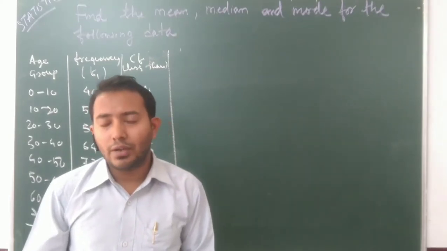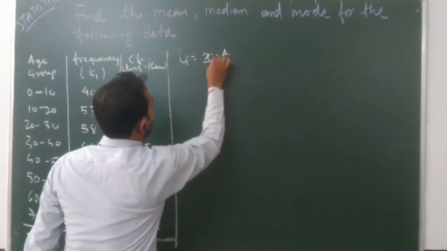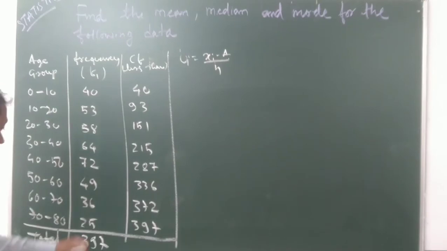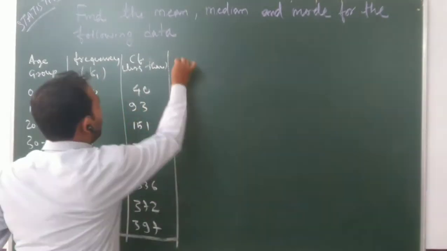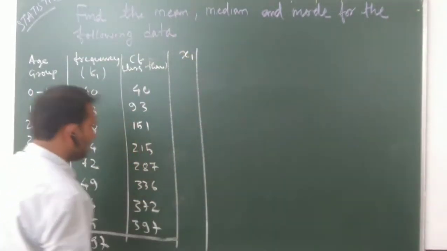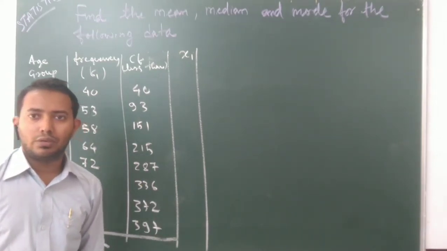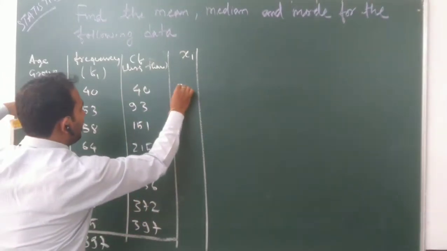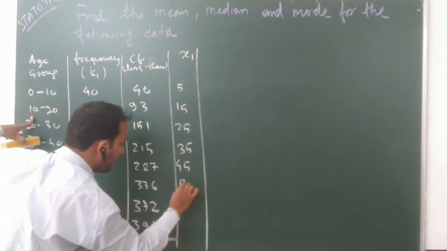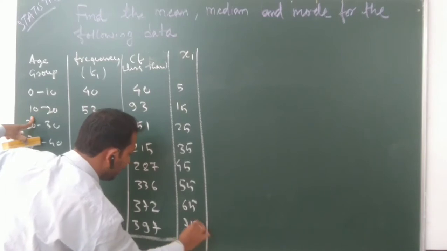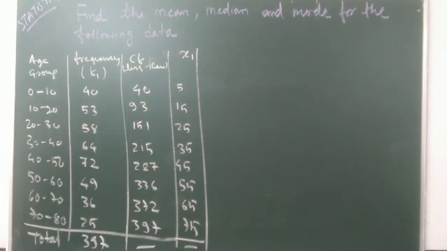So for ui fi we need ui first. So let's find ui. ui is xi minus a by h. For that, we forgot to find xi, so first make the xi column. xi means the middle value, the class mark, which is upper limit plus lower limit by 2. That means we have here 5, then 15, 25, 35, 45, 55, 65, 75. We don't need a total for these two, so keep it blank.